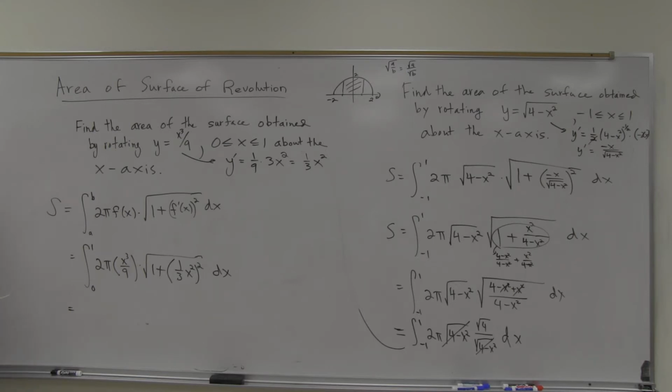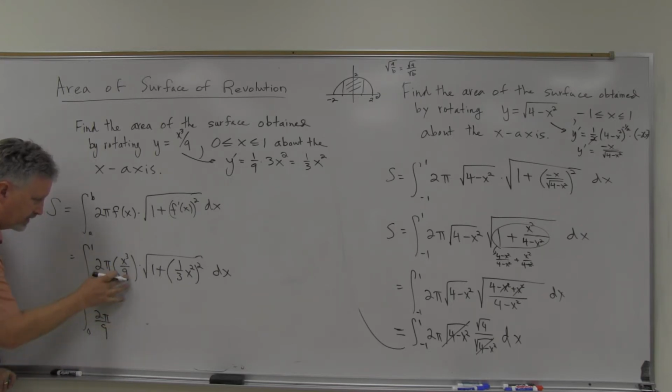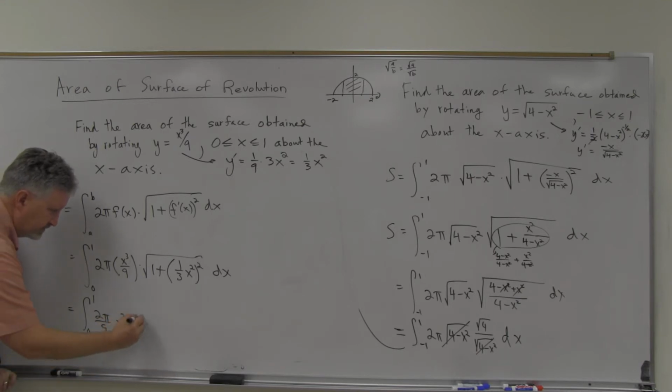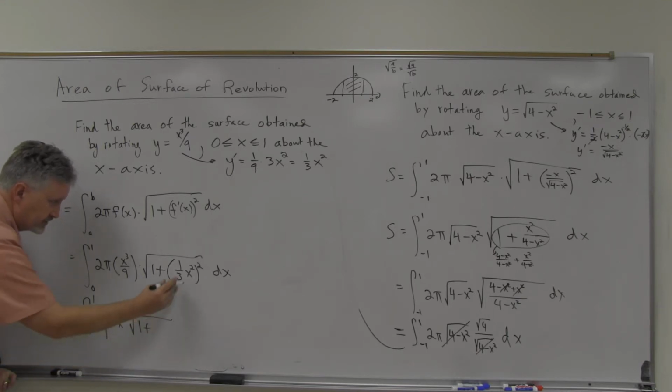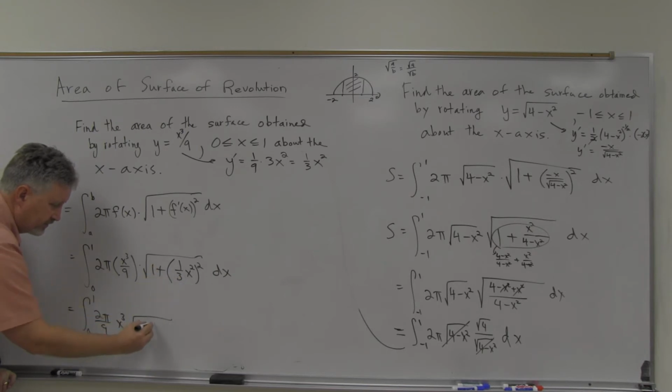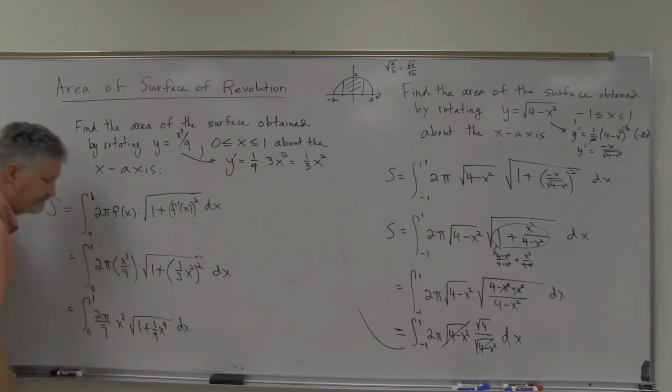Okay, so let's rewrite this. Let's make it 0 to 1, 2 pi over 9. Kind of group those two together, 2 pi and 9, times x cubed. And this will be the square root of 1 plus, what's that, 1/9 x to the 4th? All right.